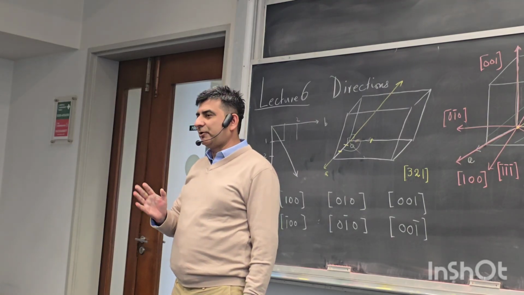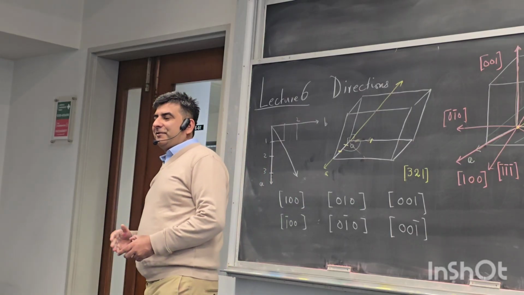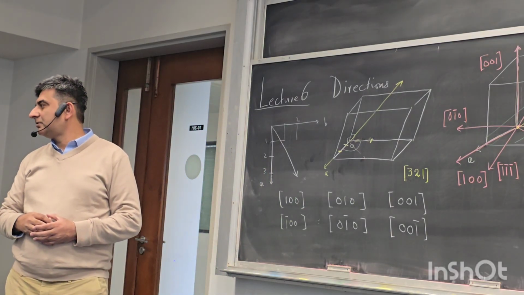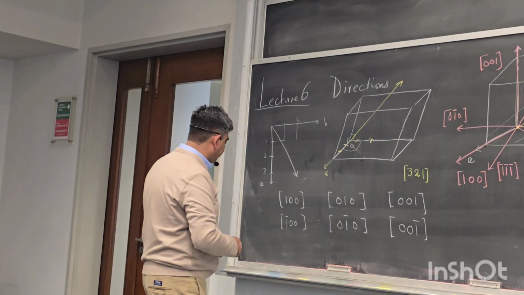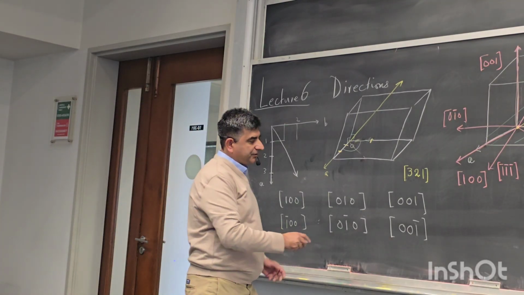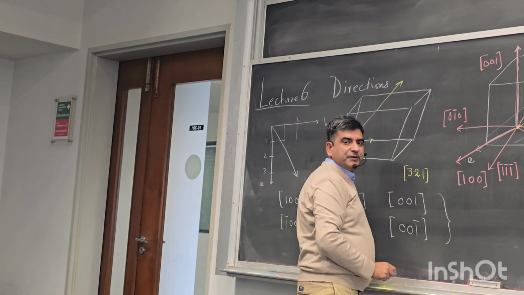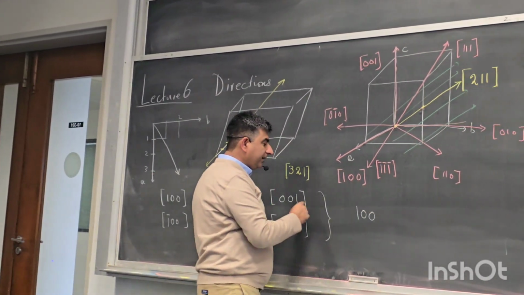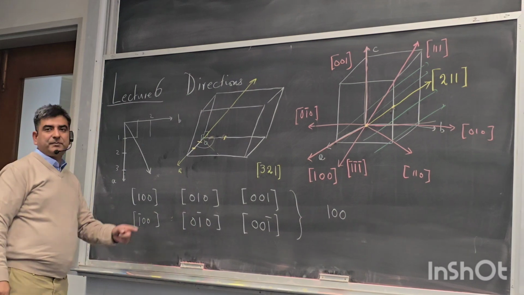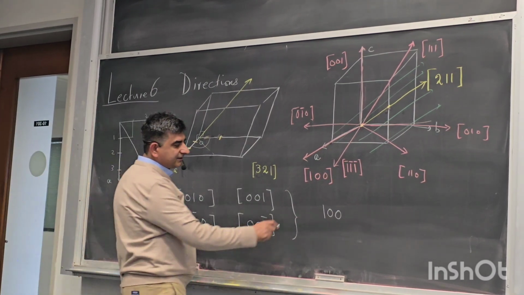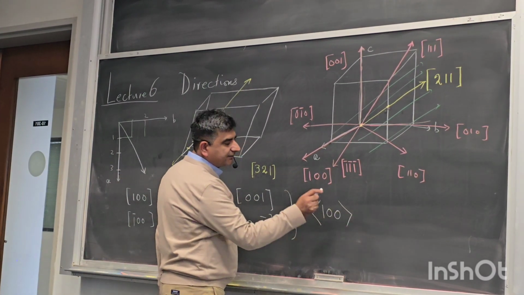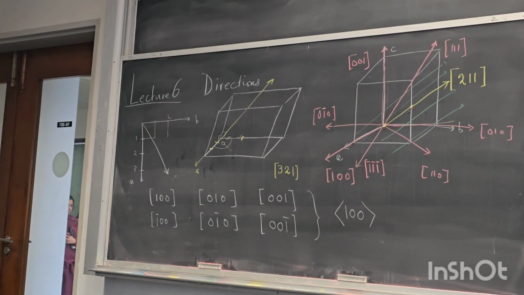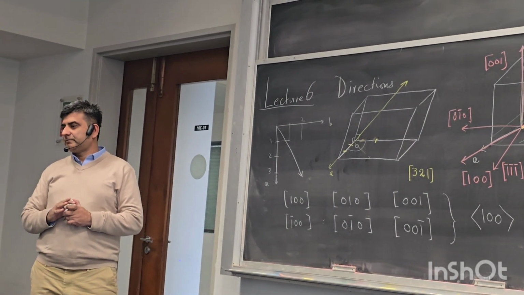Correct? Because there's no way to tell whether you're moving to the left or to the right, up or down, along an edge. So all 6 of these directions belong to a family of directions, which can be represented simply by any of these symbols, 1, 0, 0. And since it's a family, you can put this inside these angle brackets. So this is a family of directions.